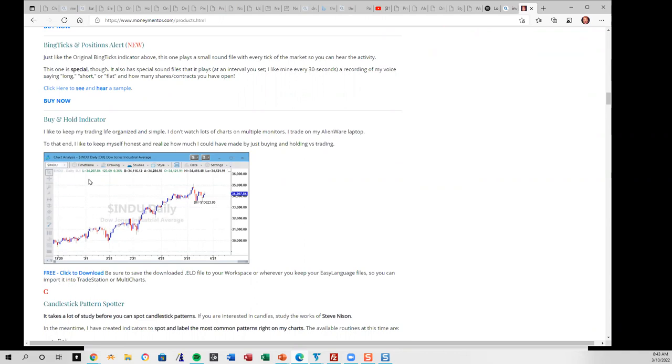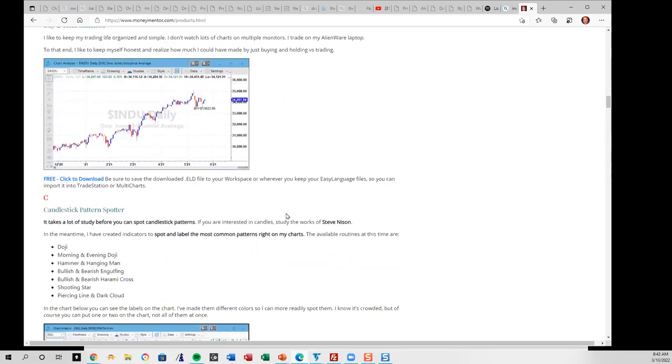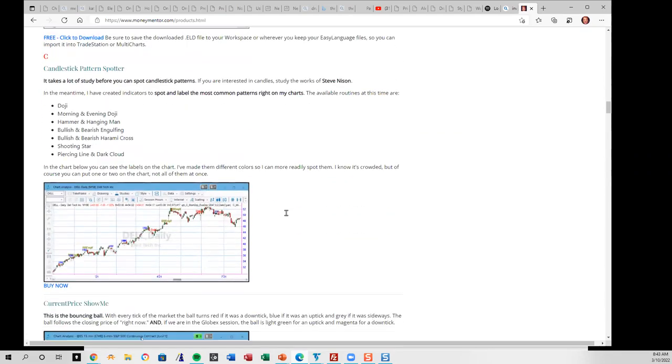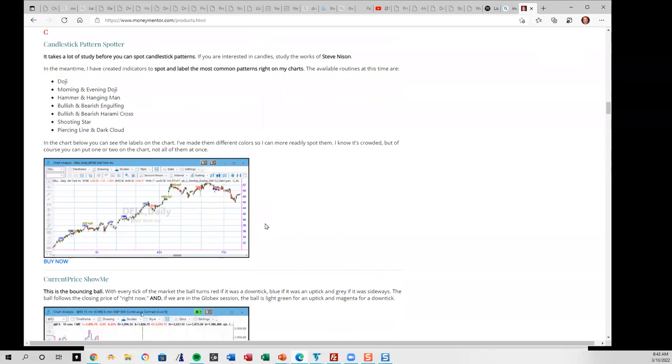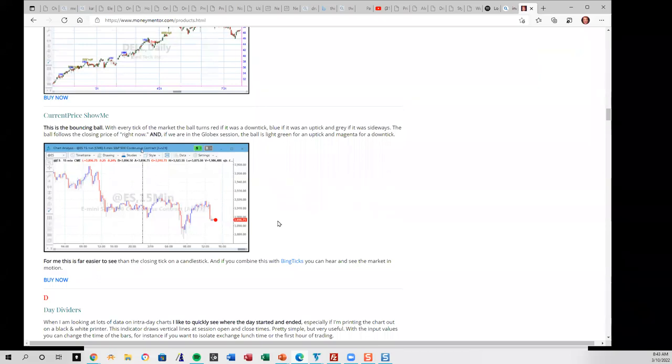I also have one little one called buy and hold. So you can see if you had just bought and held the Dow, how much money you would have made versus how much trading money you're making. Candlesticks, it'll tell you all the candlestick patterns right on your chart. So you don't have to try to interpret them.